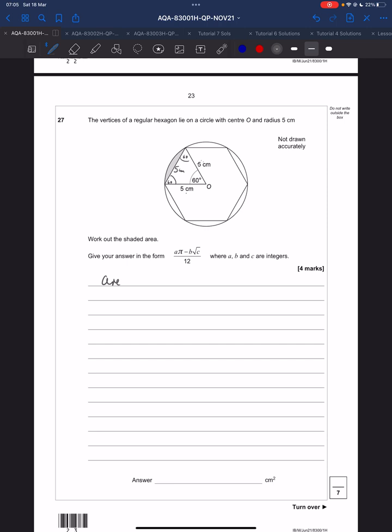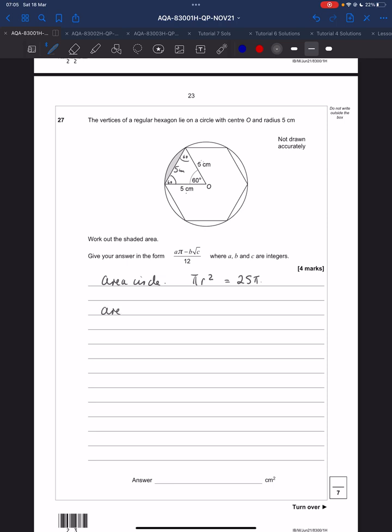Right, so the area of a circle, feels like it should be more, is pi r squared. Well, our r is 5, so it's 25 pi. Okay, that's the full circle. I'll come on to the fact that it's a 6th later.